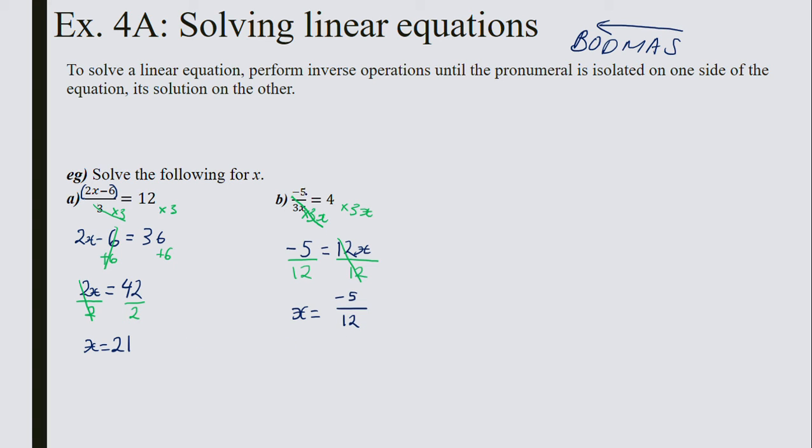You might notice that we had negative 5 over 3 times 4, so 3 times 4 is 12. Effectively, we could have just swapped the x and the 4, so we could have taken the x out of the denominator here and swapped it with whatever was on the other side.